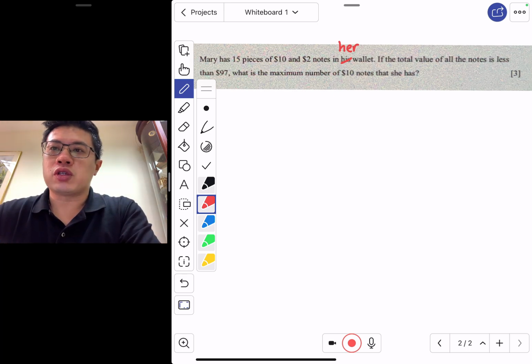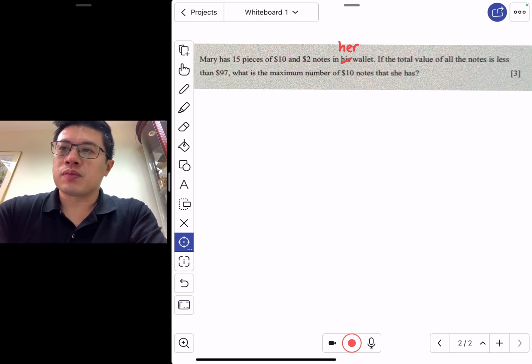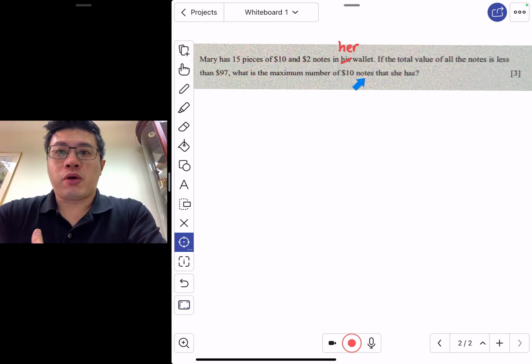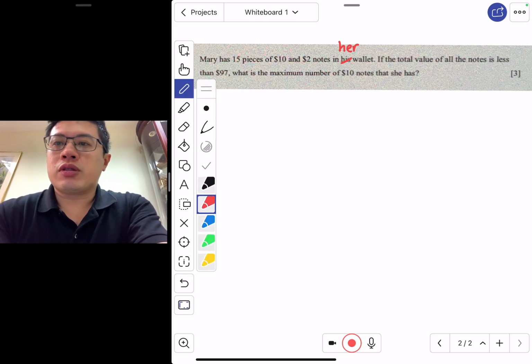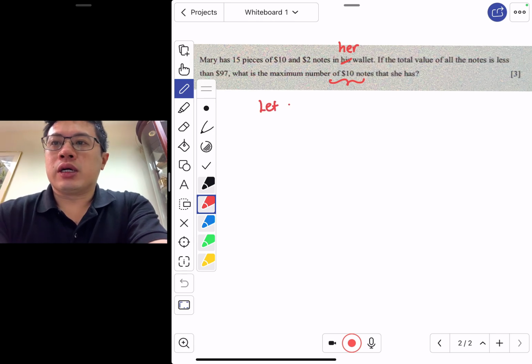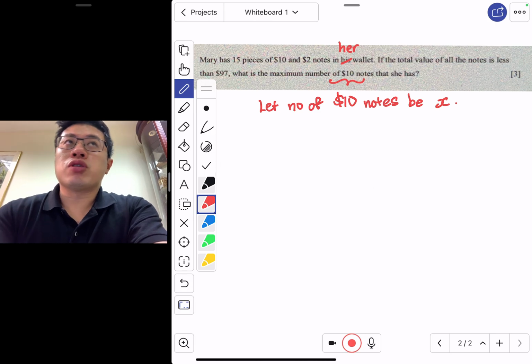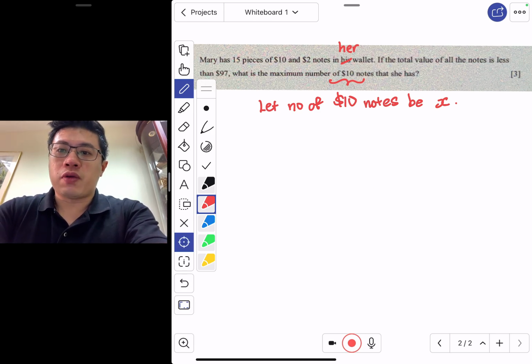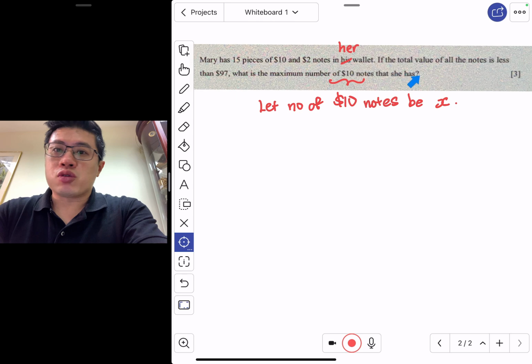So in order to solve this question using algebra, usually we will let the unknown be what the question asks us to find. We are asked to find the number of $10 notes, so we'll let the number of $10 notes be x. This is typically what I'll do. Let the number of $10 notes be represented by x.